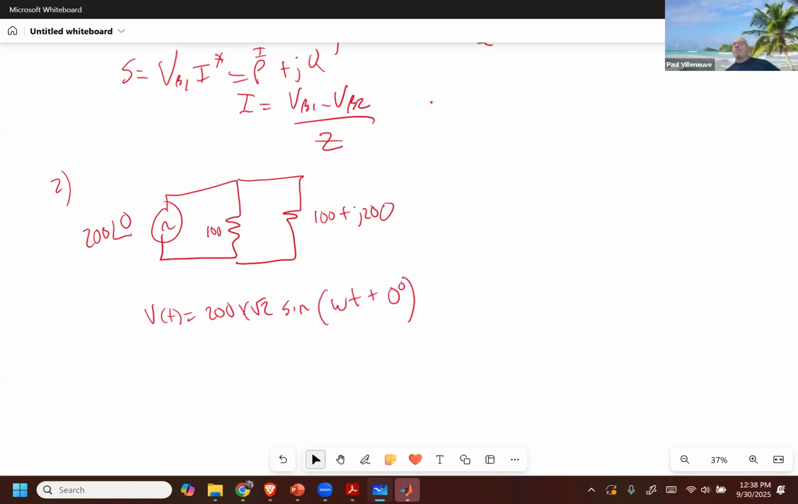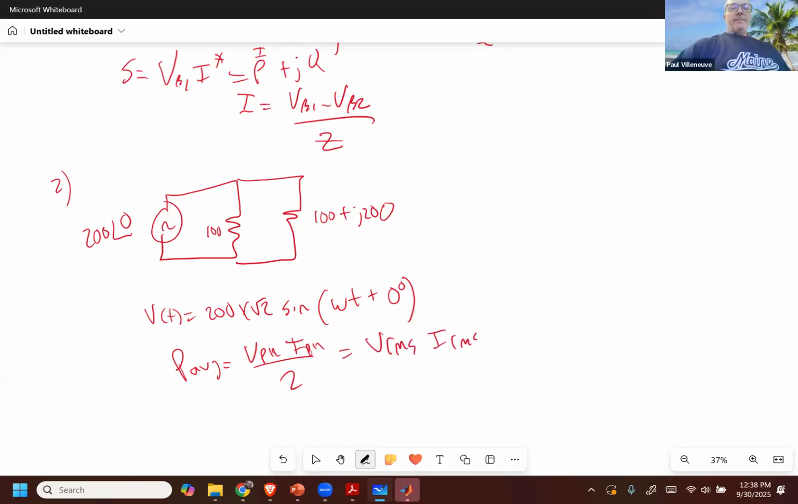If you use the angle, you also use the peak, right? The voltage. No. Because do you remember when we calculated power, we said P average was equal to V peak times I peak over 2. So we just call that V RMS times I RMS, right?